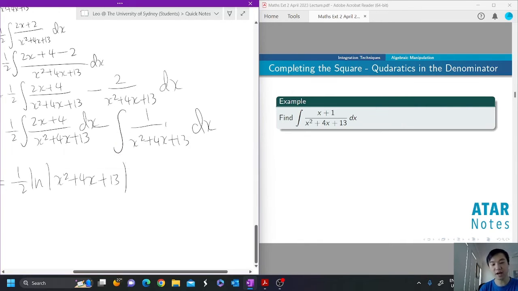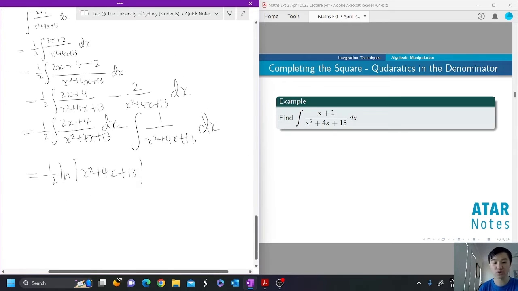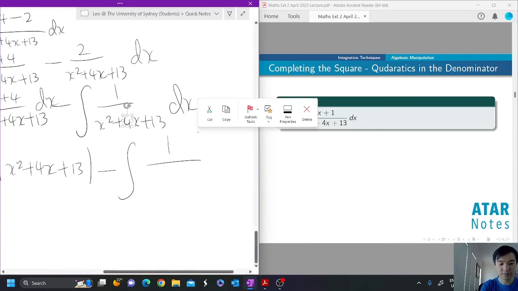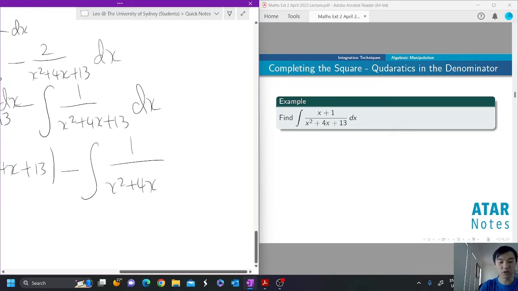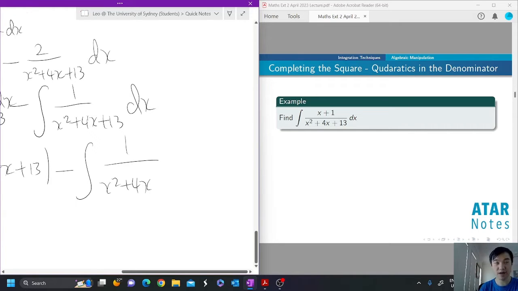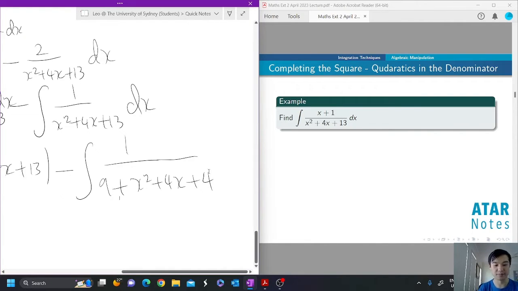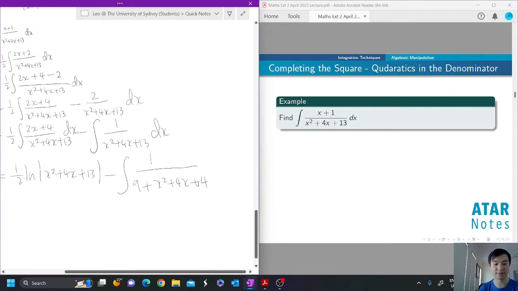Here, we can do what we did last time. In order to simplify this, we can try to complete the square. So this is the integral of x squared plus 4x. To complete the square, divide 4 by 2, I get 2. The square of 2 is just 4. So I want a 4. But in order to get a 4, I can just split the 13 as a 9 plus 4. So I get the 4 I want here.